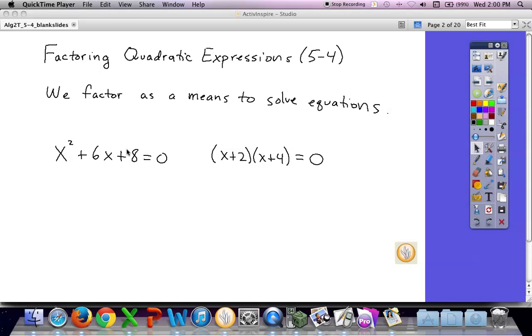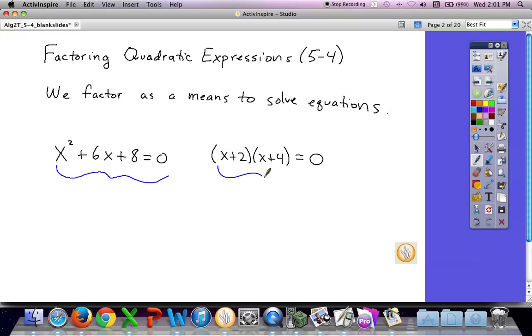Okay. So the reason that we learn to factor is because we're going to use it as a method to solve equations later on. We're going to convert an equation like this. Second, my computer's catching up. We'll convert an equation like this, and that's got the wrong thing on. Don't like that. Here we go. We'll convert something like this to something like this, right?